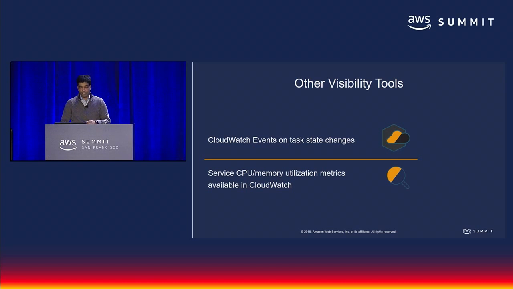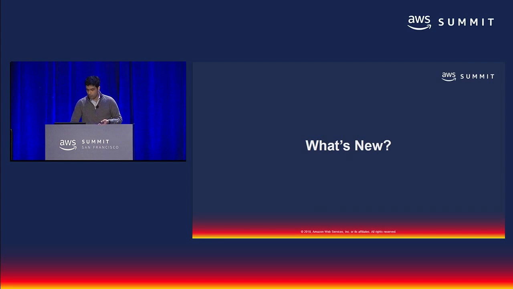the What's New section. The other visibility tools we have are CloudWatch events on task state changes. This was built as part of ECS itself, so this is no different whether your task is running as an EC2 launch type or a Fargate launch type. We also have service CPU and memory utilization metrics. These are the metrics we use to be able to scale the tasks based on the thresholds that you have provided, or scale them in or scale them out, basically launch more tasks. They are also available in CloudWatch.